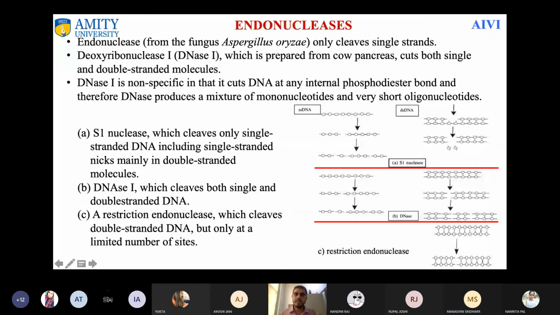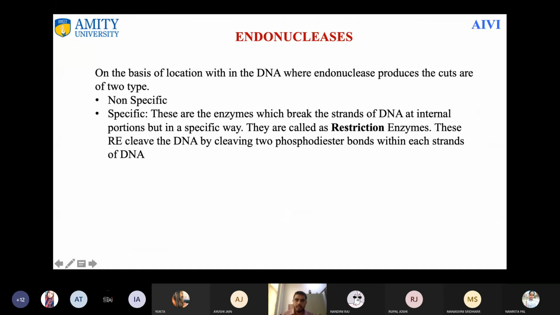Okay, so this is the endonuclease and exonuclease part. Three types are there in case of endonuclease. One is S1, which produces a single-stranded cut. Second is the one that cuts both single and double-stranded. The third one, which talks about a specific location, we call the restriction endonuclease. Simply, if this location is there, it will produce a cut and then it will stop working. It won't work anymore.